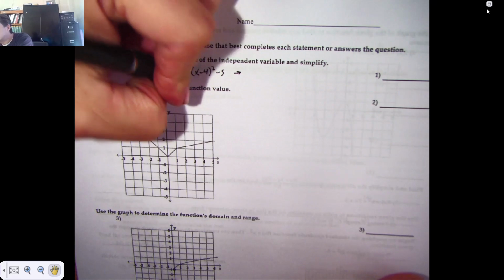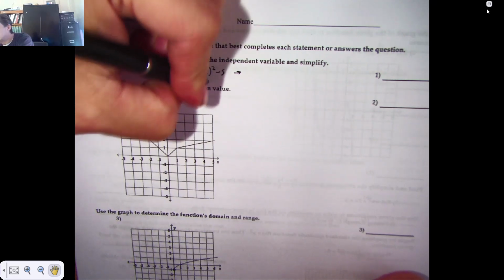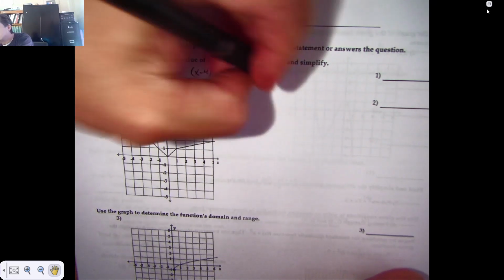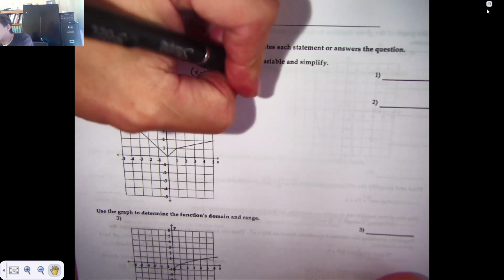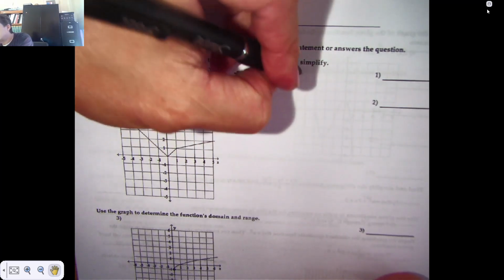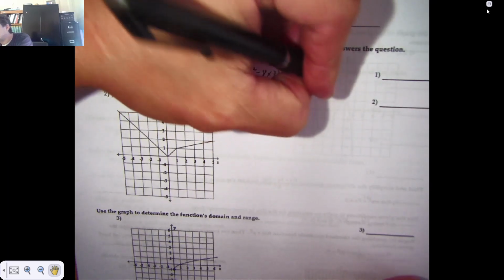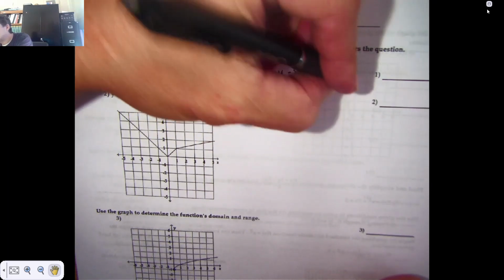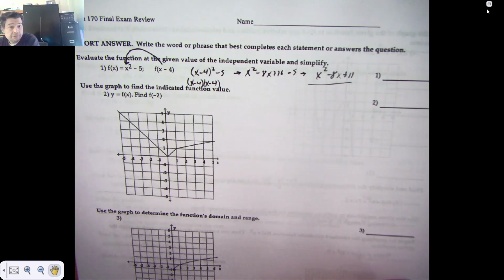You know, write it twice and FOIL. Most of you can do that in your head. But that's going to be x squared minus 8x plus 16, and we still got the minus 5. And we have x squared minus 8x plus 11. Most actual math functions are composition functions.